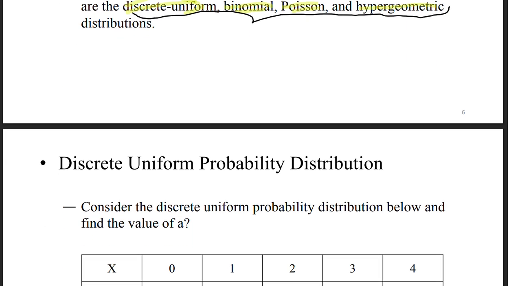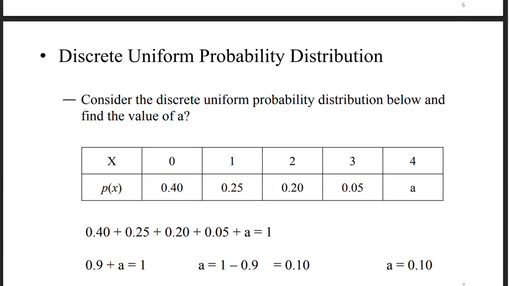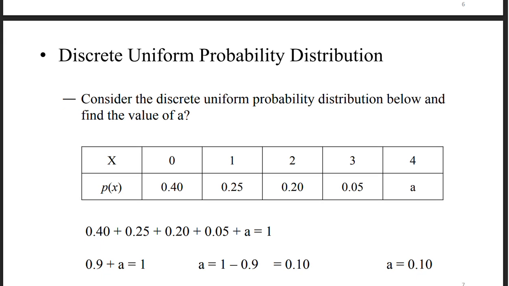Now let's go further and discuss the discrete uniform probability distribution. Here we're looking at the kind of probability distribution where for different values of x, we have assigned probabilities to them. So for the different outcomes of an experiment, we know the chances that these outcomes will occur.